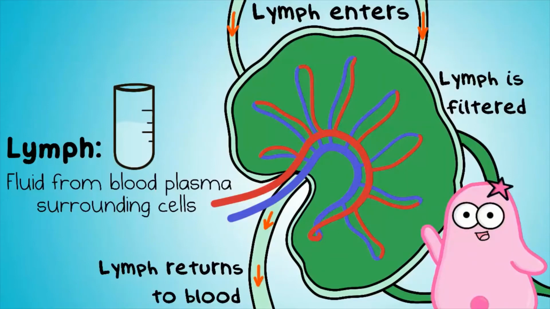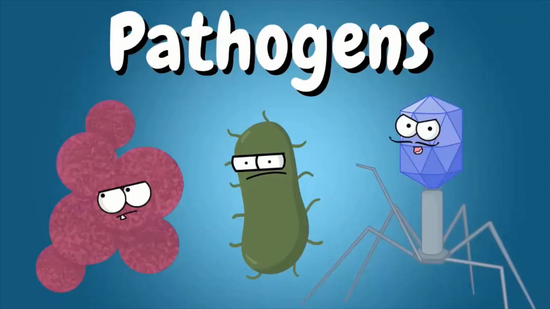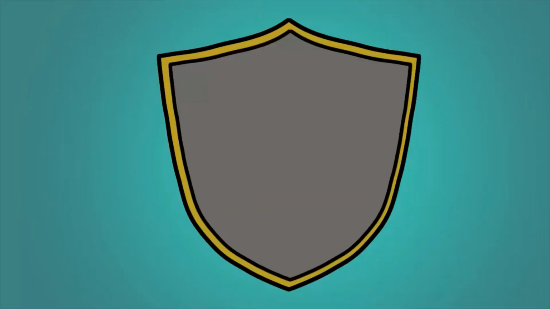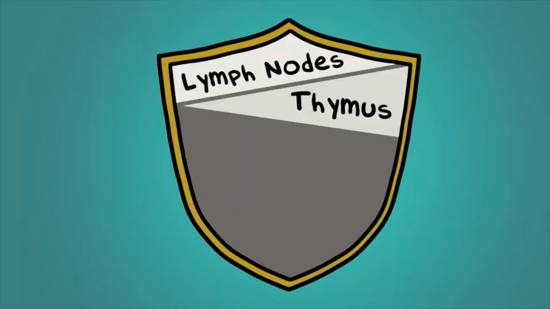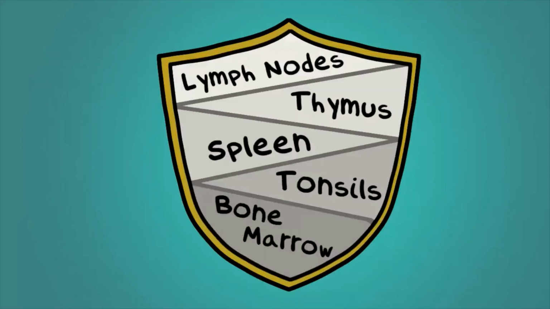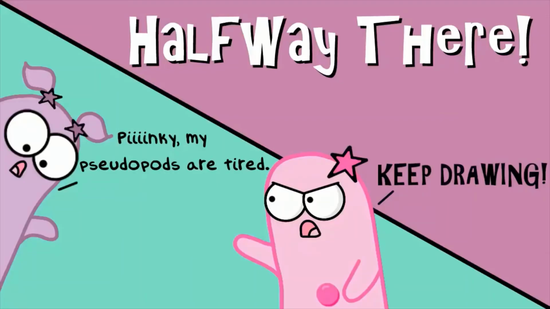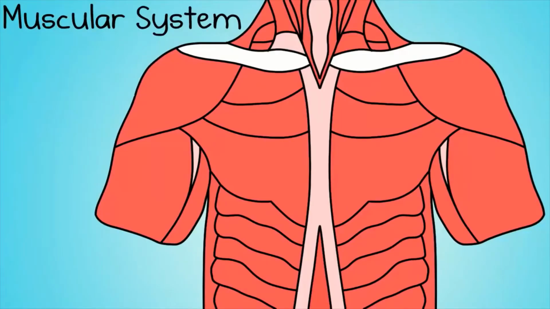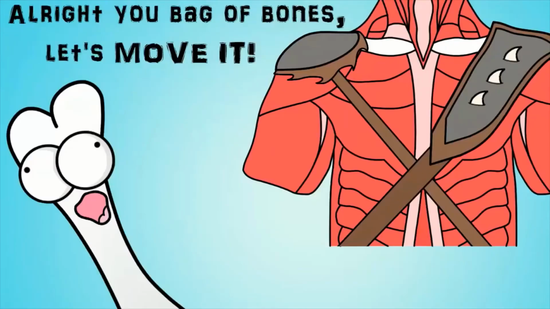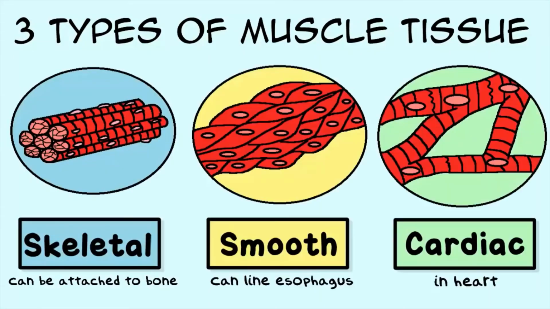This keeps your body safe against pathogens like viruses and bacteria. Structures like lymph nodes, the thymus, spleen, tonsils, and bone marrow all play a significant role in your immune system. Okay, so now we're more than halfway done with our intro, so hang in there. Number 7, the muscular system. No bones about it. Your bones can't do much without muscle to move them. You actually have 3 major types of muscle tissue, known as skeletal, smooth, and cardiac muscle.